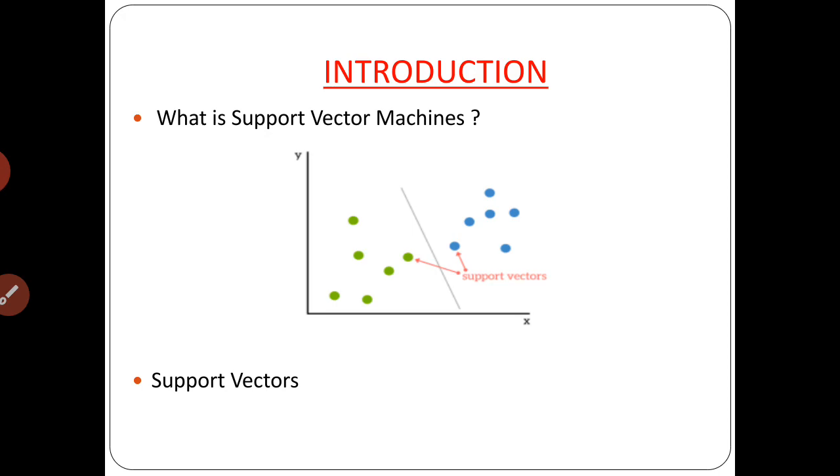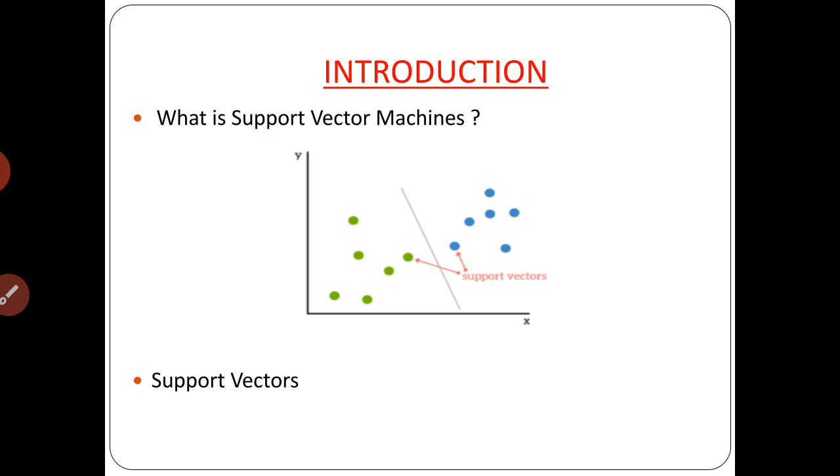The main idea behind it is finding the hyperplane. This hyperplane divides the data sets into two classes. In the figure below we are using two classes and two types of data sets. These two types of data sets we can also call support vectors.